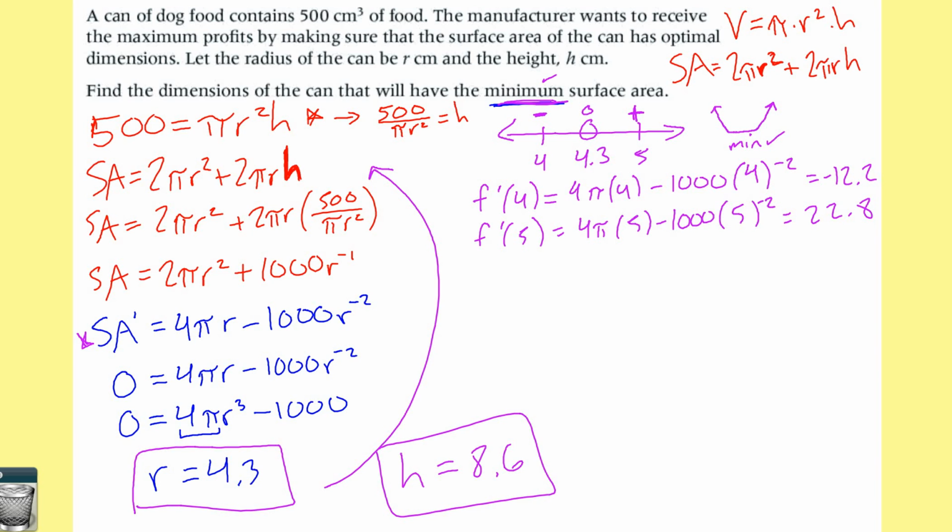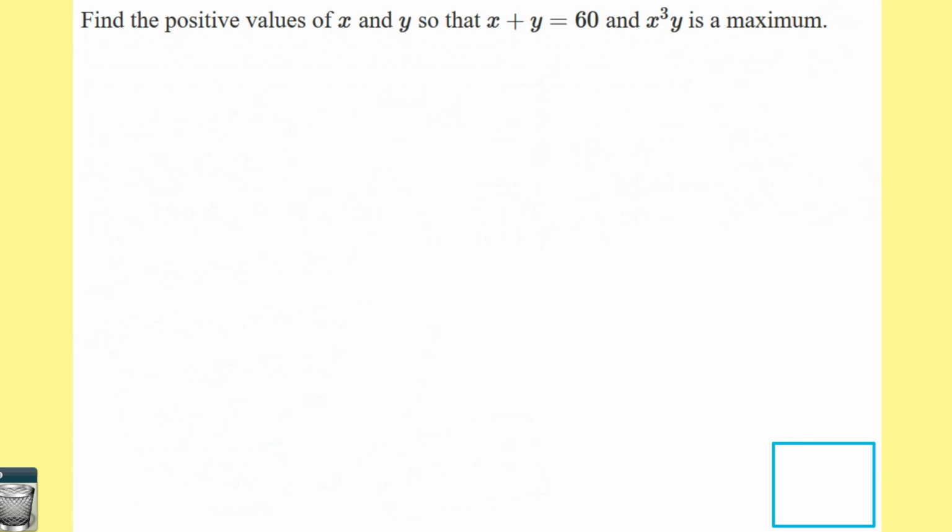I know it's a little weird. Let's do a few more. So find the positive values of x and y so that x plus y equals 60 and x cubed times y is a maximum. So this is our equation.